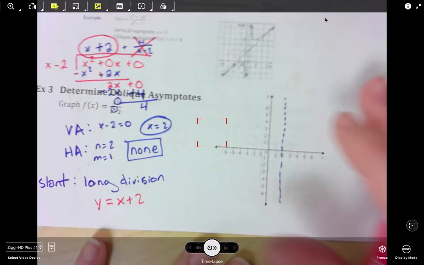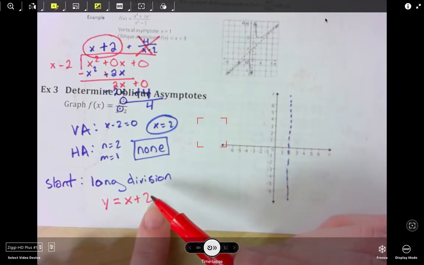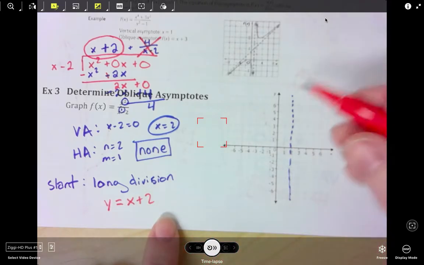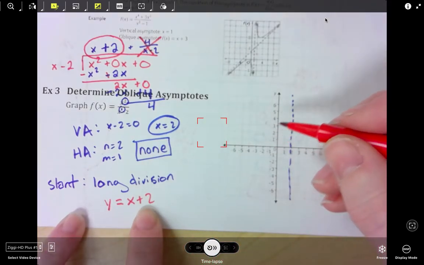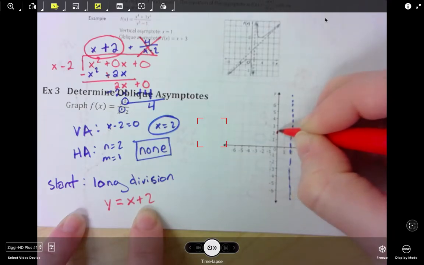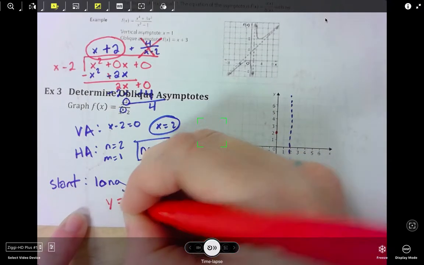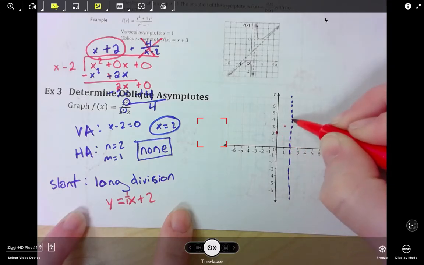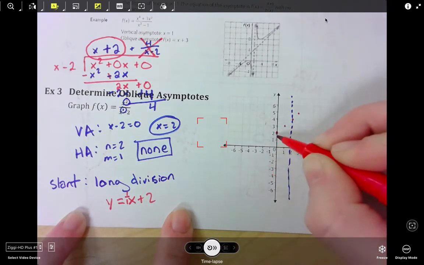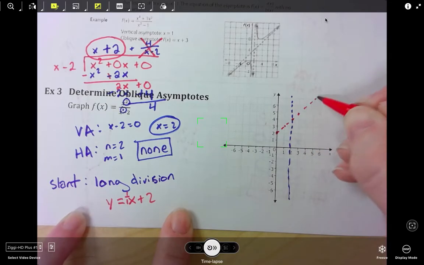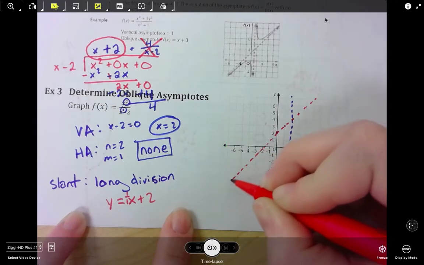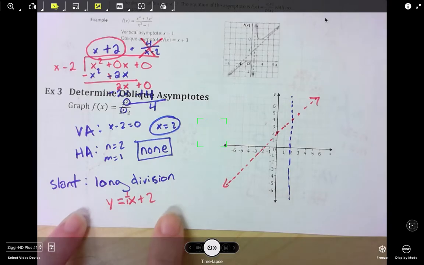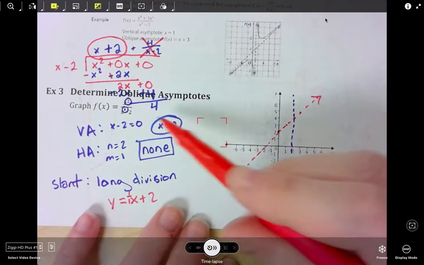All right, now, for a slant asymptote, y equals x plus 2, this is my equation. To graph that linear function, I start at 2, and I go up 1 over 1, because my slope is 1 over 1. So I start at 2, and I go up 1 over 1, up 1 over 1, up 1 over 1, and this is where my slant asymptote is going to be. Something like this.